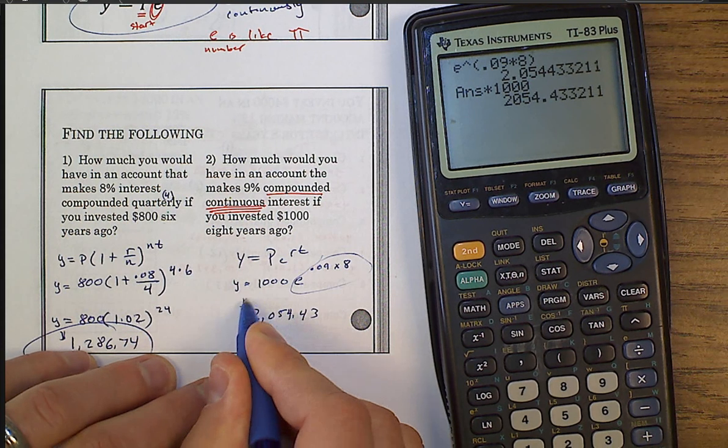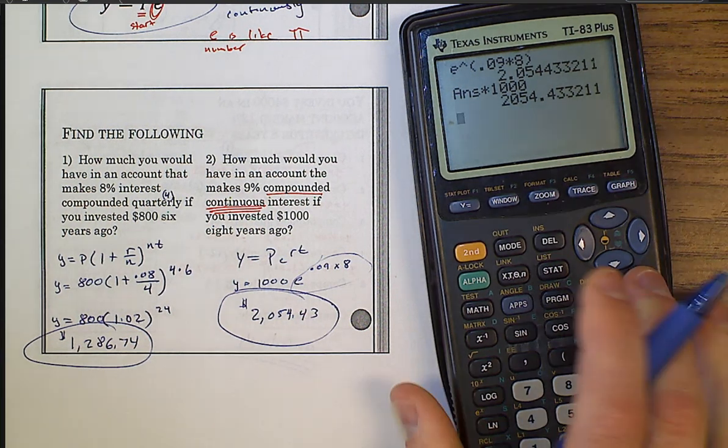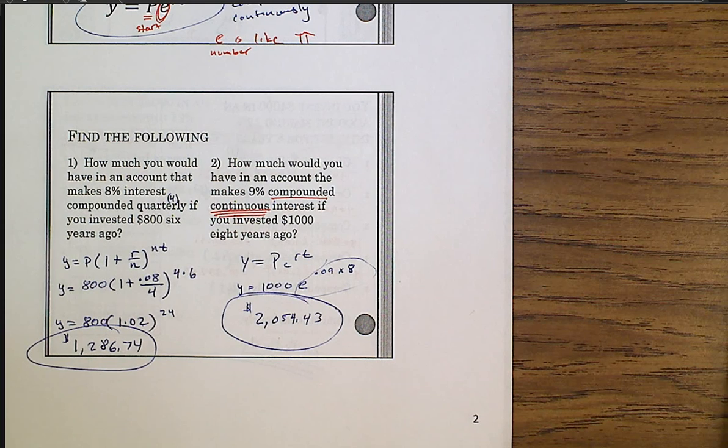Okay? And that's all we're doing, folks. Compound interest, whether it's quarterly or monthly or semi-annually or compounded continuously. Those are your 2 formulas.